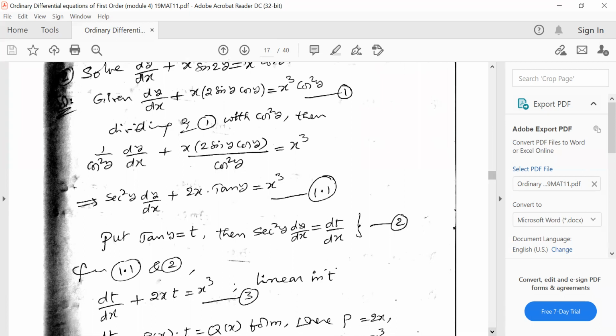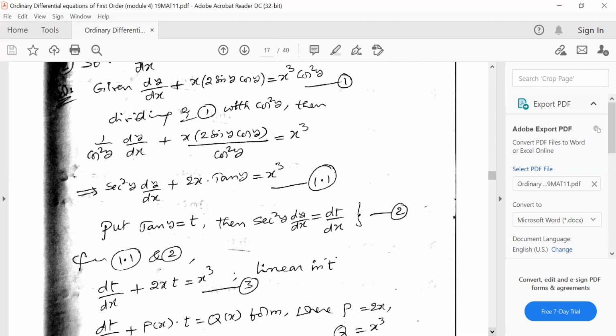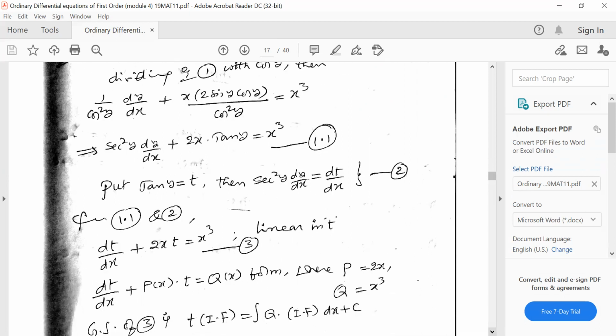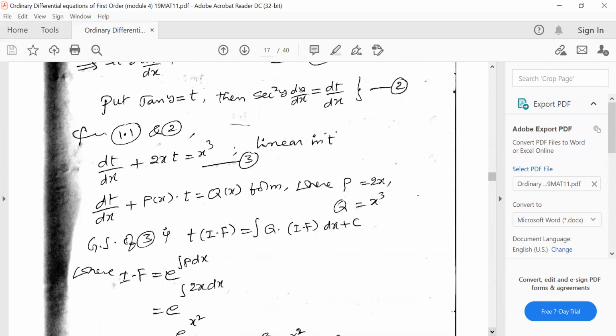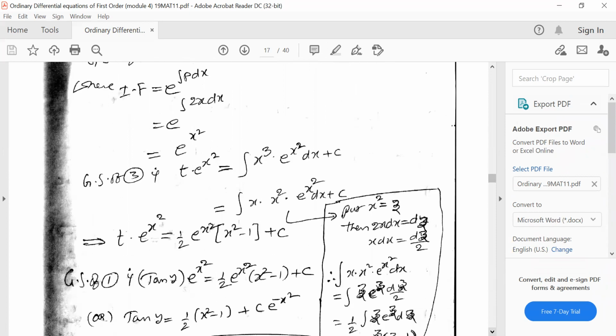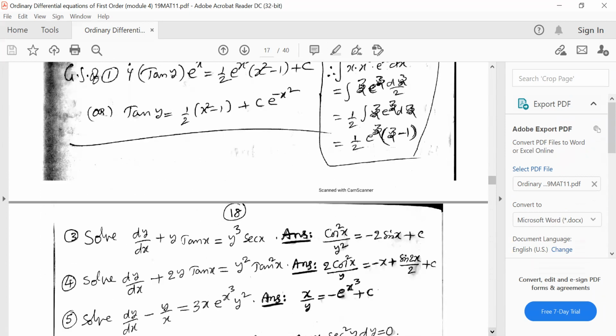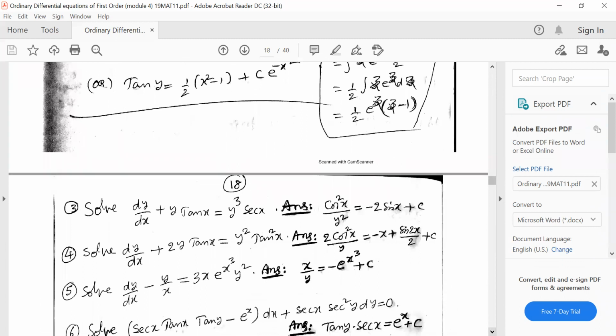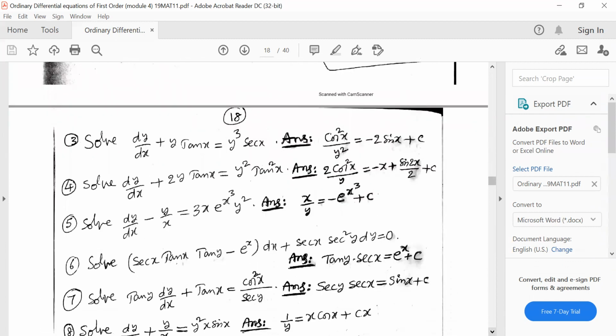Now that second term, whatever the y term is there, put it as t. So tan y is t. Then differentiating, we get secant square y dy by dx is dt by dx. That's it. Once you get this and substitute, it is linear in t. Once it is linear in t, we have to go with the integrating factor and general solution. This finishes the problem.